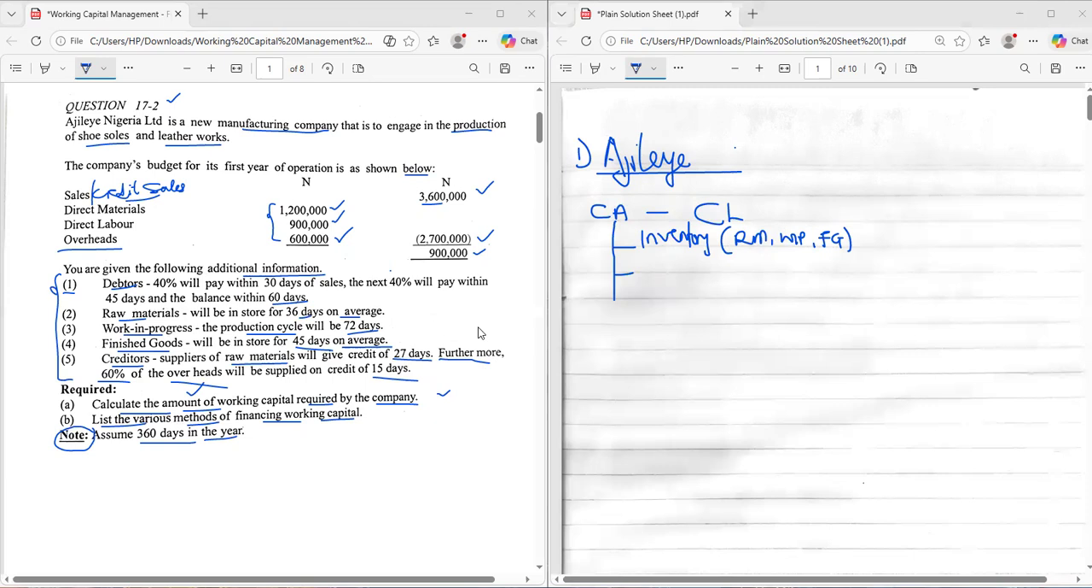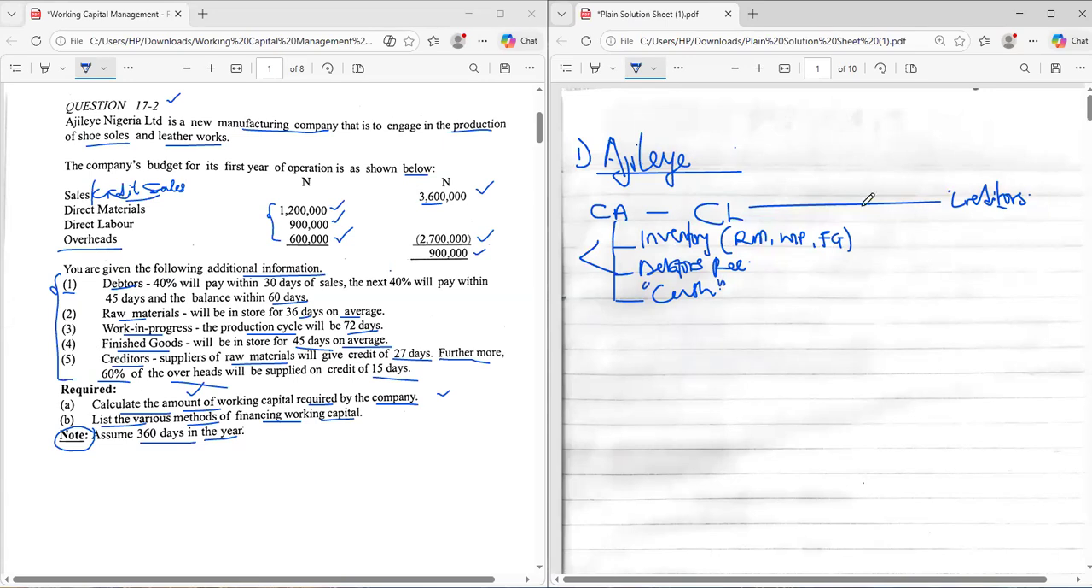What's the next thing that makes up your current assets? Trade receivables, what we call debtors. Receivables. Under current assets, do you have any other thing there? So we have two. Under current liability, you have your creditors. Cash is also a component of working capital, but these are the major two that we will capture.